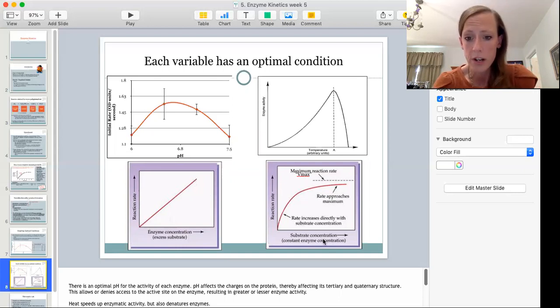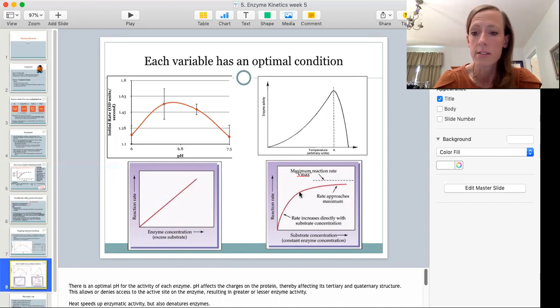Now, if you look at the substrate concentration, it looks a little bit different. As you increase substrate concentration, you will get an initial increase in the reaction rate, but it will level off into what we call Vmax, okay? This is because in physiologic conditions, the enzyme is our rate limiting factor. So at some point, even if you add more substrate, there's not enough enzyme for the reaction to continue to increase.